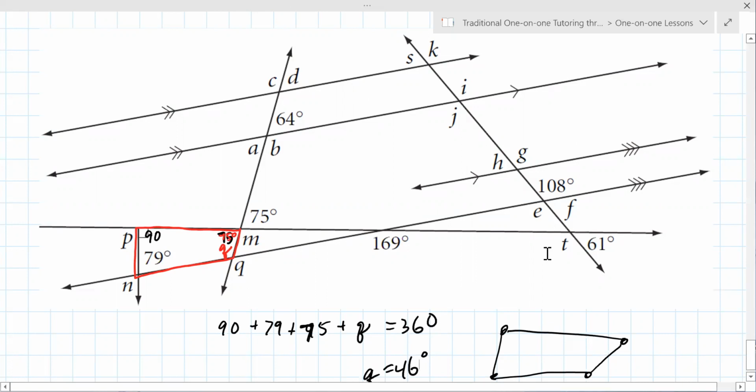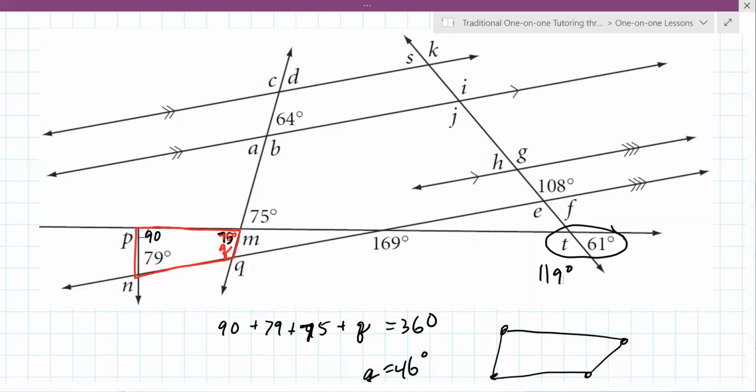Okay, now we're over here to T, I believe. Last one. So with T, you can say it's a linear pair with 61, making it 119. Yes, T is 119 degrees. And is that a linear pair? Yes. Okay, cool. This is a lot easier than the first time I was doing all this. I guess that's the way it's supposed to go.